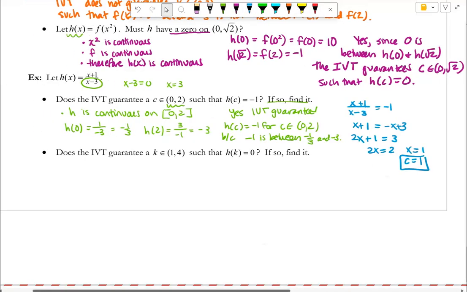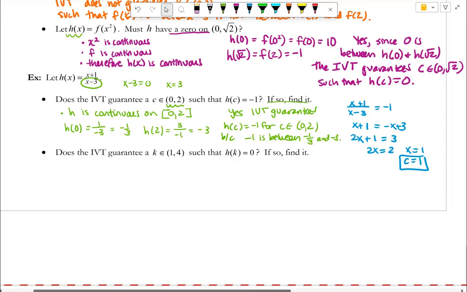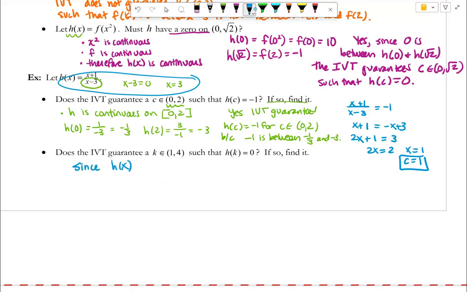All right, finally, the last bullet point. Does the IVT guarantee a k on the interval 1 to 4 such that h of k is 0? If so, find it. Well, no. And why not? Coming back to this piece. We cannot use IVT on the interval of 1 to 4. So what I just might write here is, since h of x is not continuous on the closed interval 1 to 4, IVT may not be applied. We won't say that it proves that there's not a value. We don't know. We just cannot use IVT.